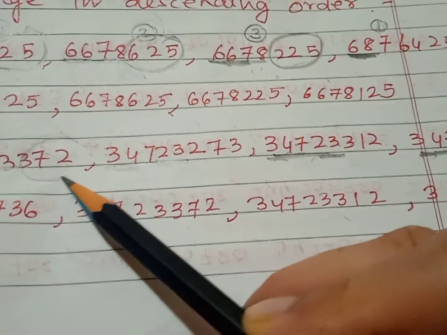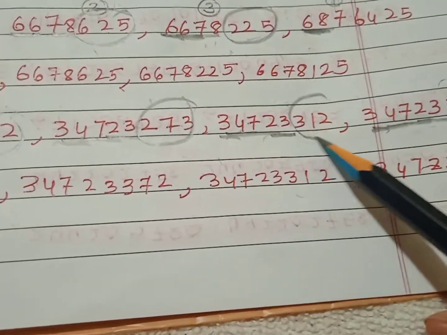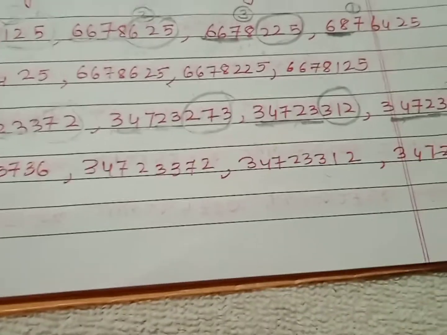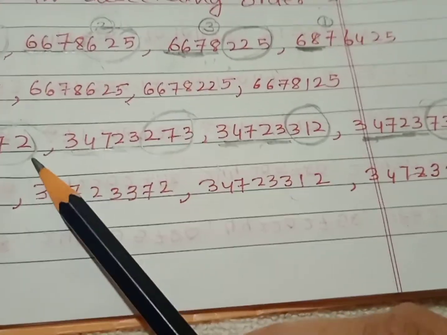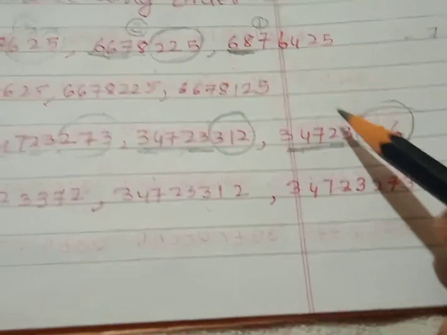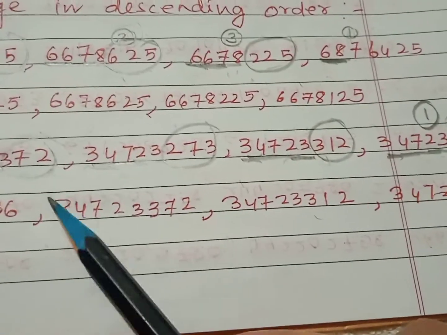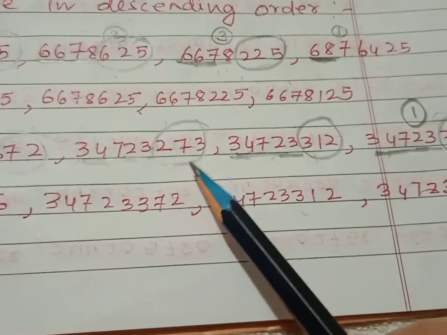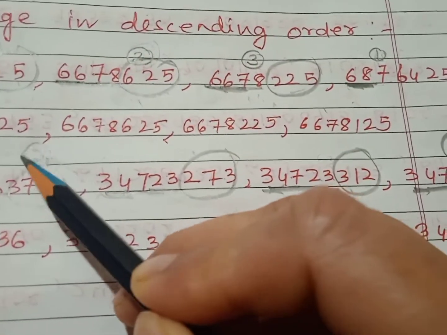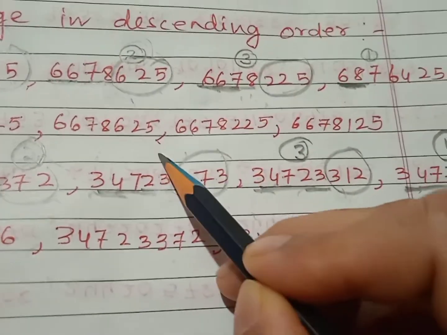This is 372, 273, 312, and 736. Now we will compare these. Out of 372, 273, 312, and 736, this is the biggest one, so I'll number it as 1. Out of 372, 273, and 312, this is bigger. Next will come this, and finally 273.